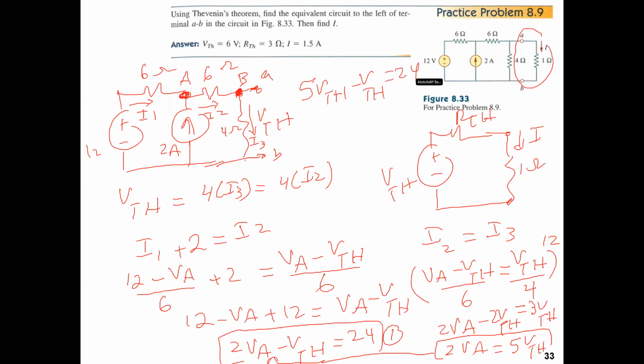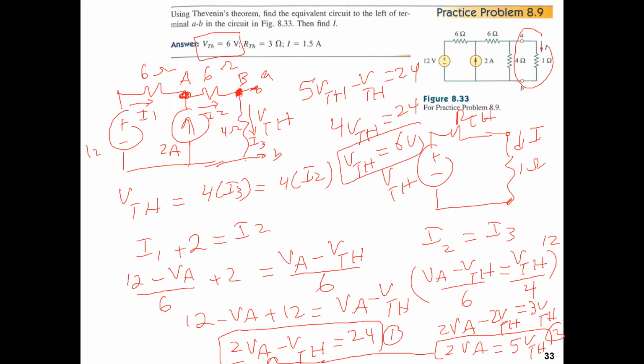So we plug equation 2 in equation 1 to solve for VTH. So we have 4 VTH is equal to 24. So VTH is equal to 24 over 4, 6 volt, which is the same as the book answer. Okay, so this is one way, one method.